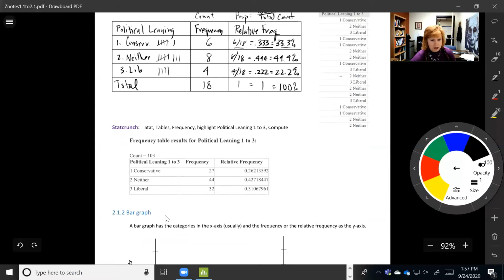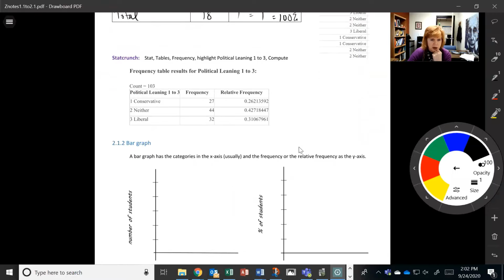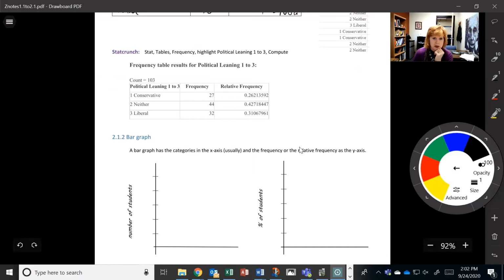Now I have the results here, and on the relative frequency, if I wanted to convert those to percentages, I just have to multiply by 100%. Right, which would just move the decimal place two. So this would be 26.2%. This guy would be 42.7%. And this would be 31.1%.